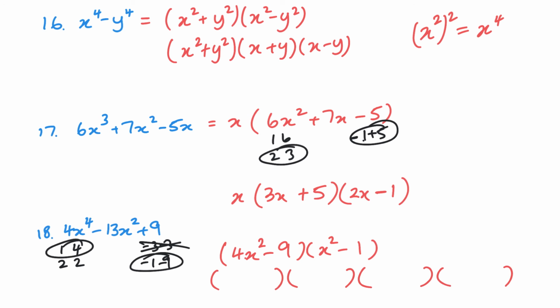So taken from the first bracket, we'd have 2x minus 3 and 2x plus 3. And from the second bracket, x minus 1, x plus 1. And there we are, fully factorised there. X to the power 4 into 4 factors, 4 terms.